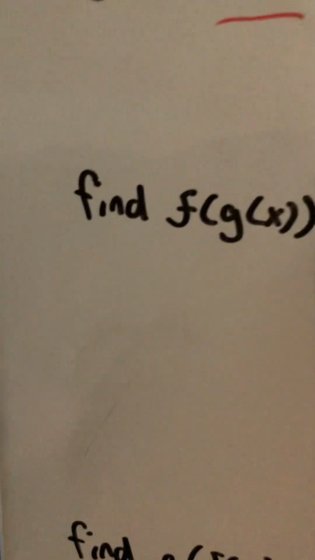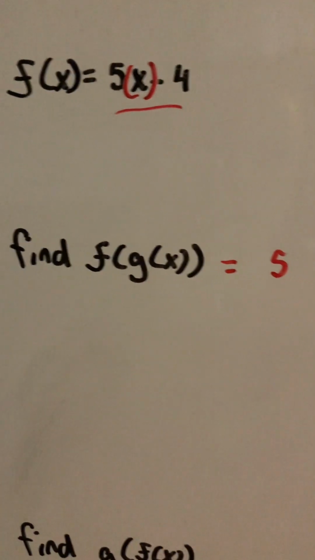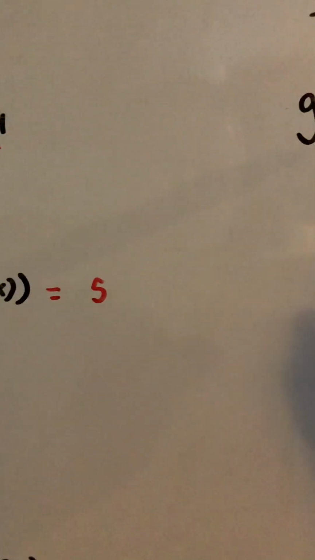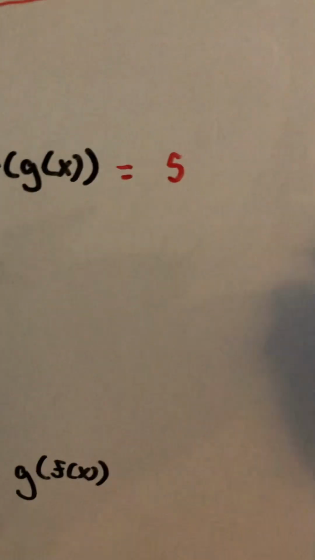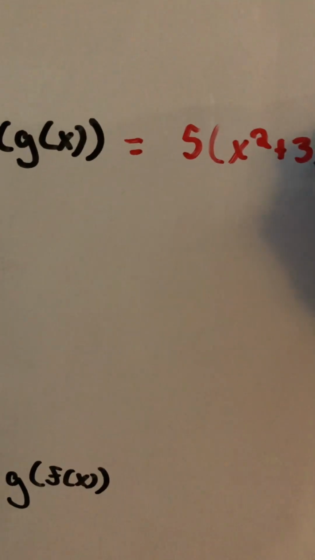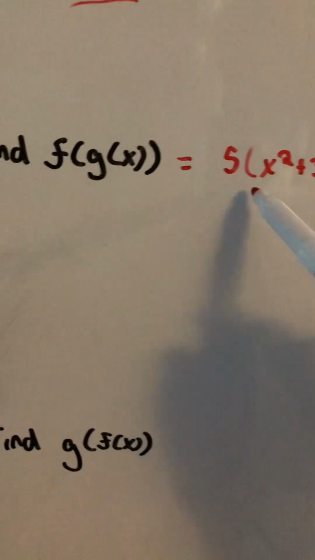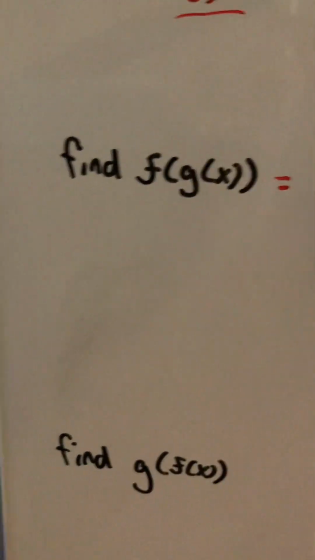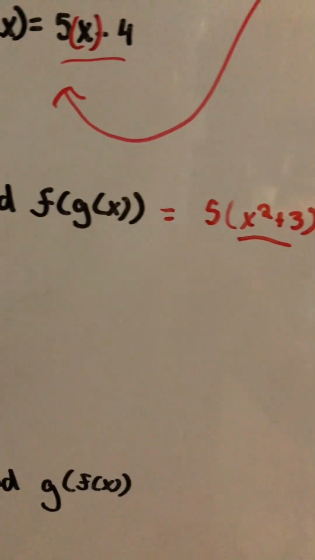It's asking me for f of g of x. So I'm going to write 5, and notice how we have an x here. The x, I'm going to substitute with x squared plus 3, because we're doing f of g of x. So I'm going to put x as x squared plus 3. And then don't forget the minus 4 on the outside. That's exactly what I'm doing. I'm just substituting this inside of this, because it's a composite function. It's inside of another function.